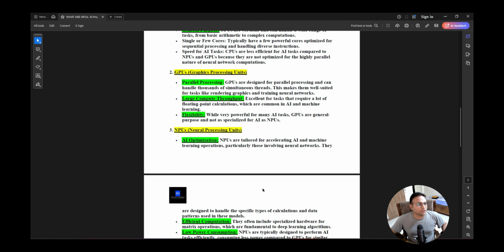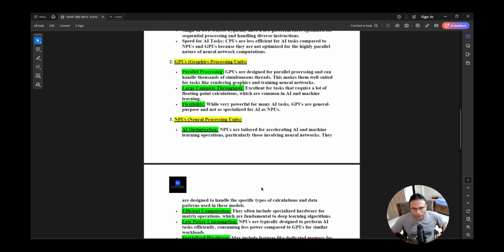And now we talk about the NPU, which is a neural processing unit. Optimization is one of the core reasons why we are using an NPU. So AI optimization is one thing. NPUs are tailored for accelerating AI and machine learning operations, particularly those involving neural networks. So wherever there is involvement of a neural network, we go with the NPU instead of using any other GPU or going for a CPU. A GPU kind of person can use it, but if you're talking about neural networks, for AI tasks to be done efficiently and optimized, definitely we have to go with NPUs.